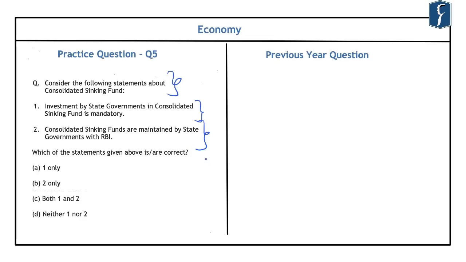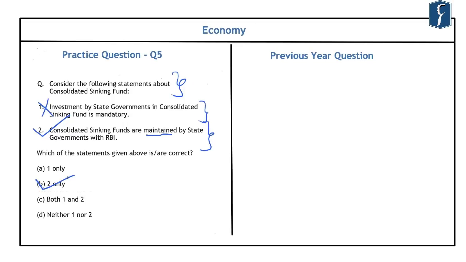So now if you try to solve this question, you will find that this first statement given here is incorrect because the investments by the state governments in the consolidated sinking fund is not mandatory and it is voluntary in nature. And these consolidated sinking funds are maintained by the state governments with the Reserve Bank of India. And these funds act as buffers for the repayment of the liabilities of the state governments. And hence it is very important from exam point of view. So the correct answer that comes out is B, that is 2 only.